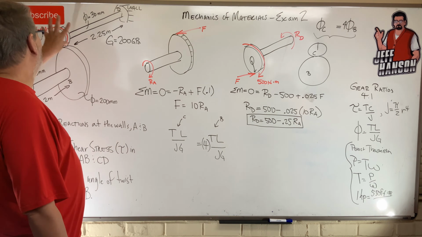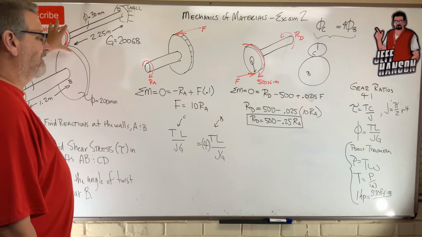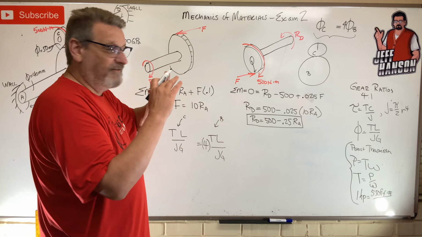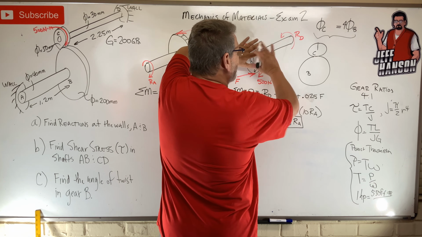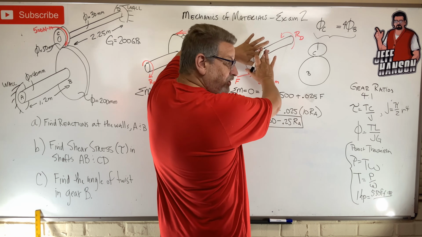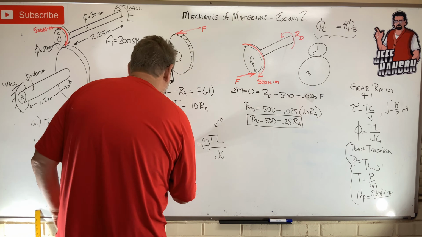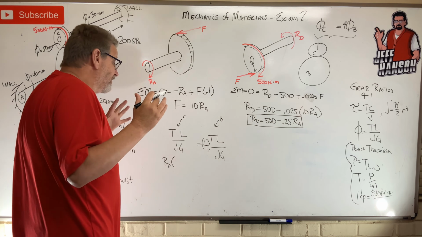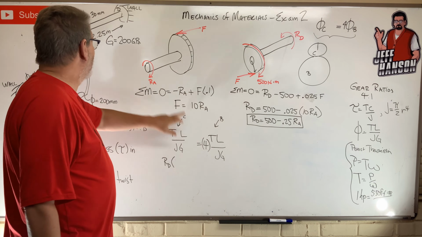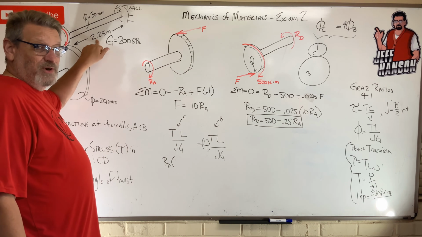What is the torque that gear C is going to see? Now what we can do, remember, cut it in half. So let's cut the beam in half and cover it up. Now how much torque is in that shaft right there? It's RD, isn't it? So RD times, got to make our units work out here, gang, times L, which is 2.25 meters.